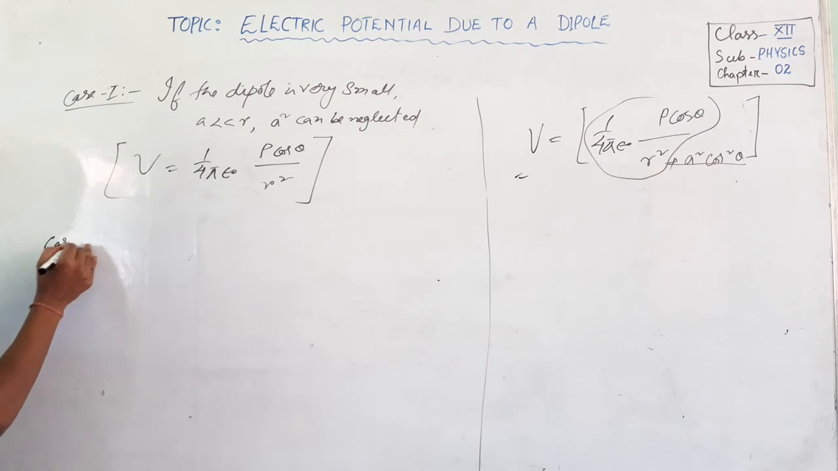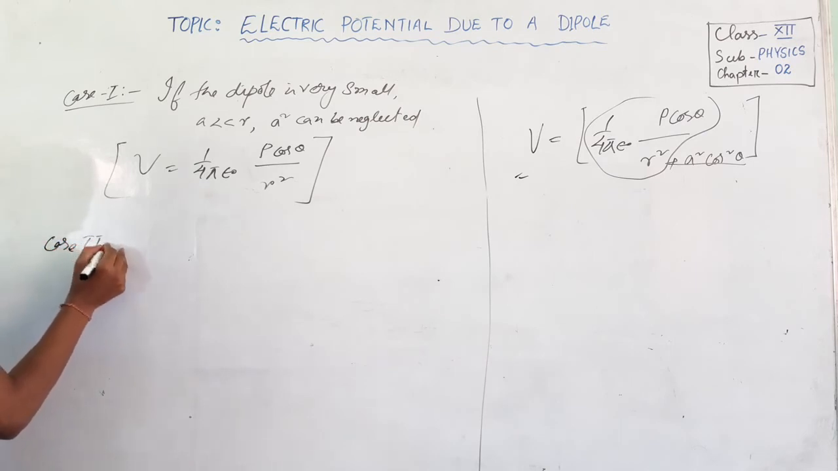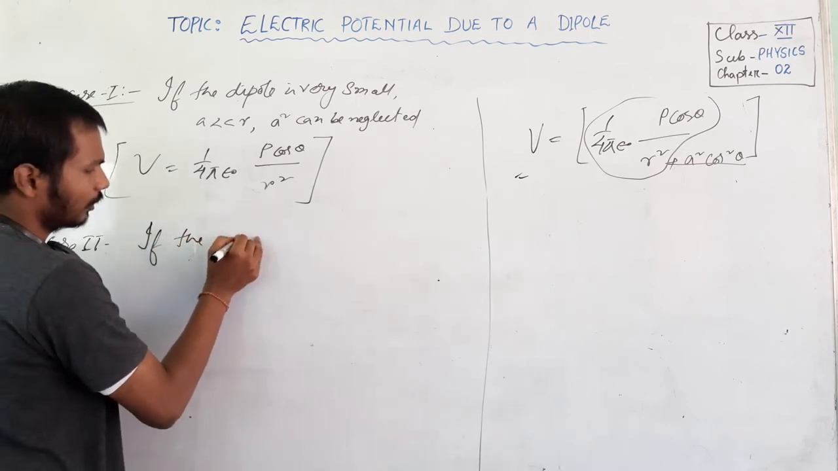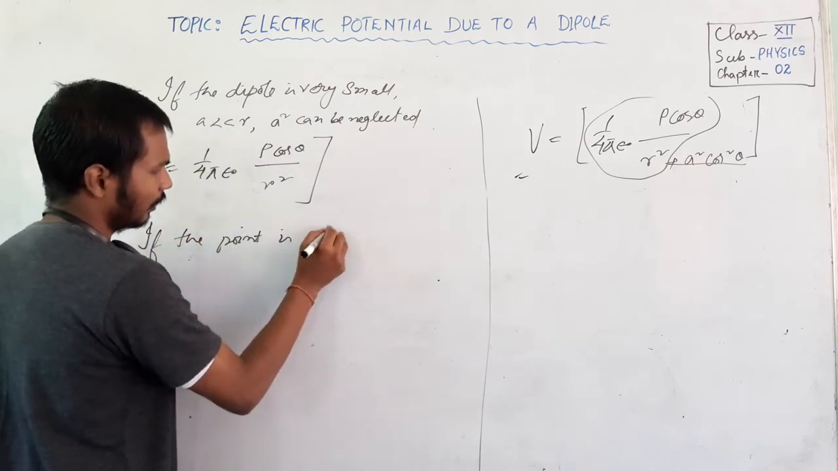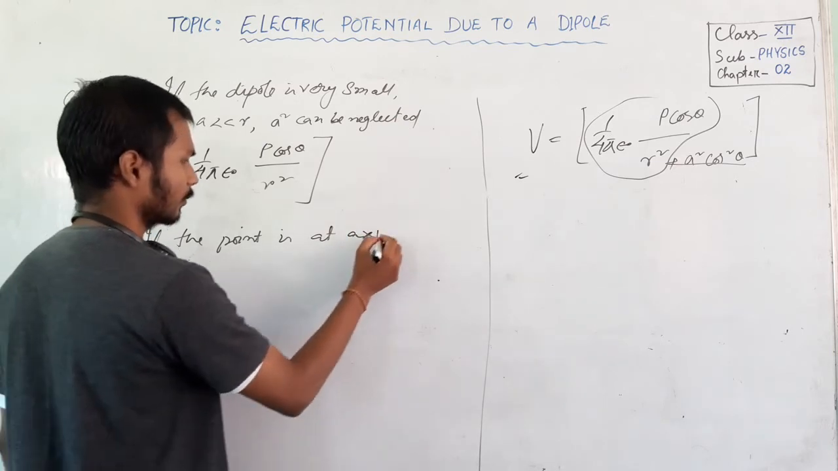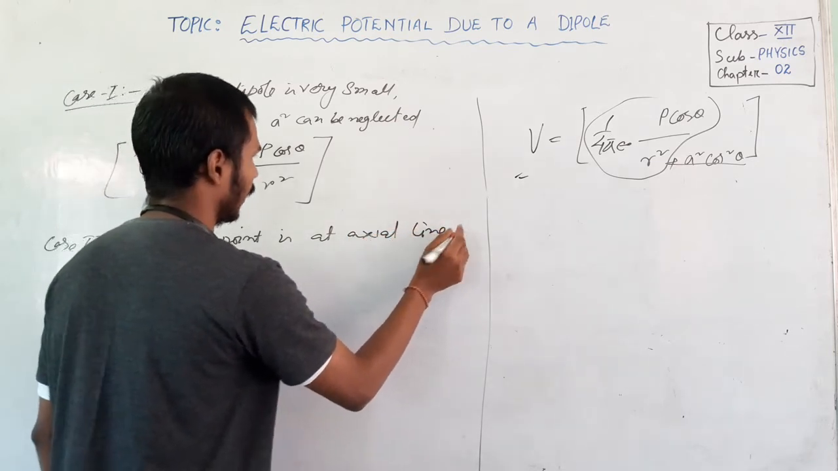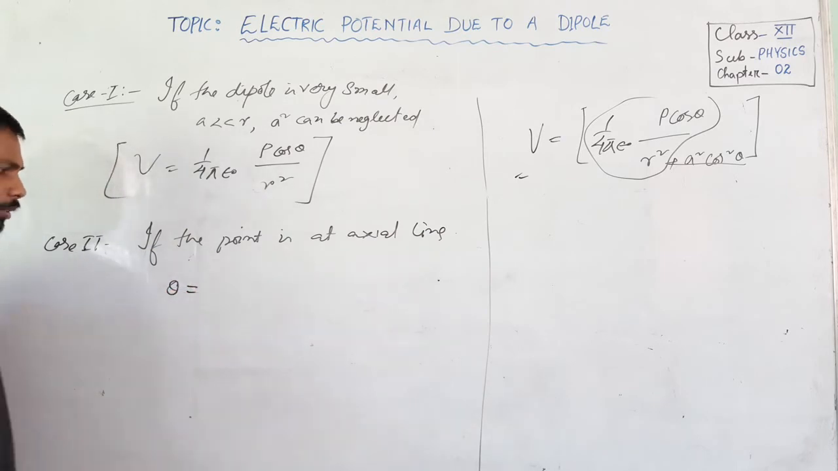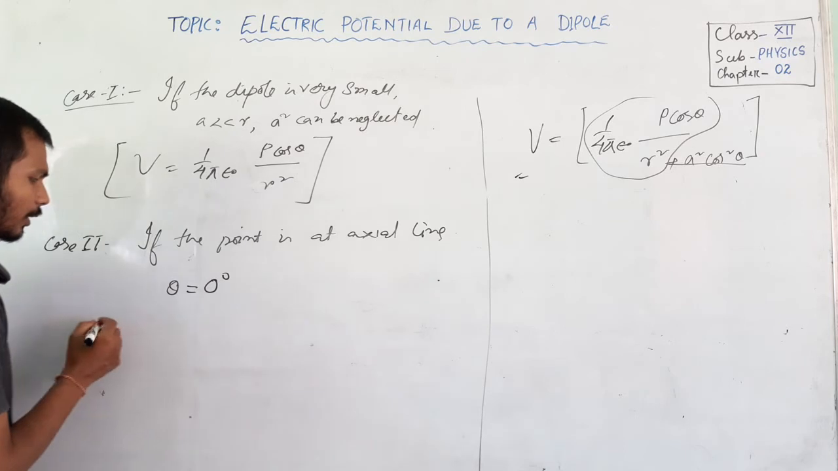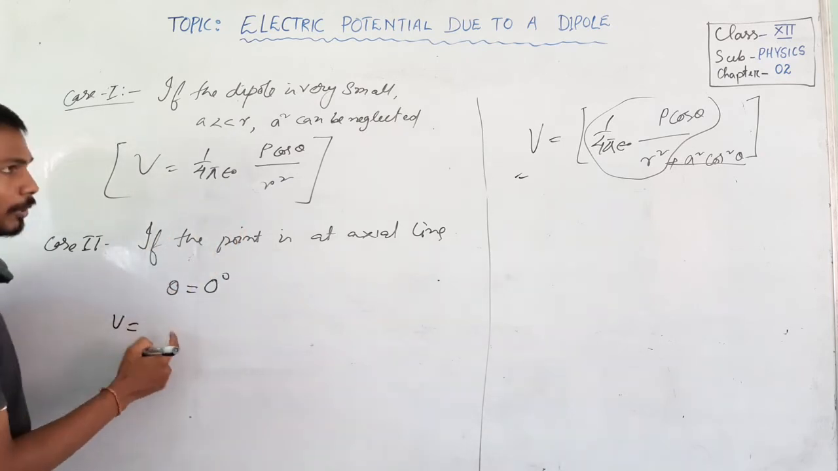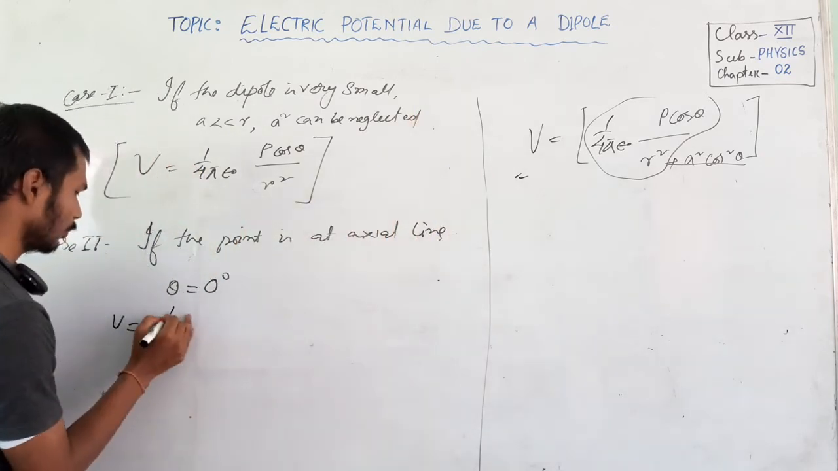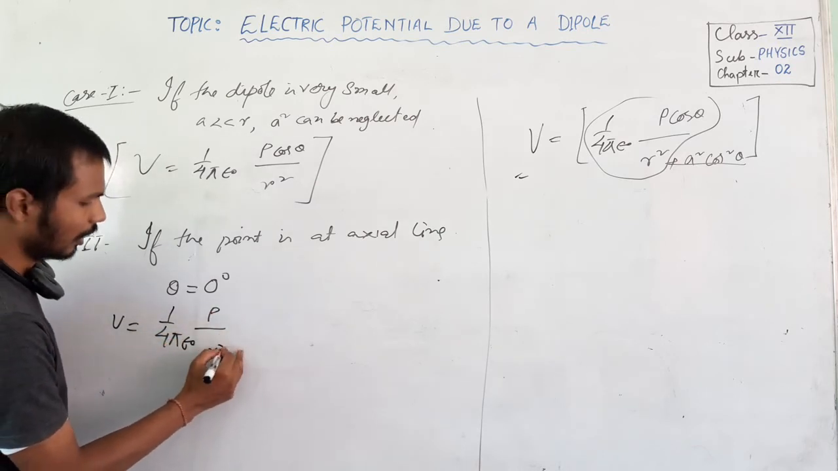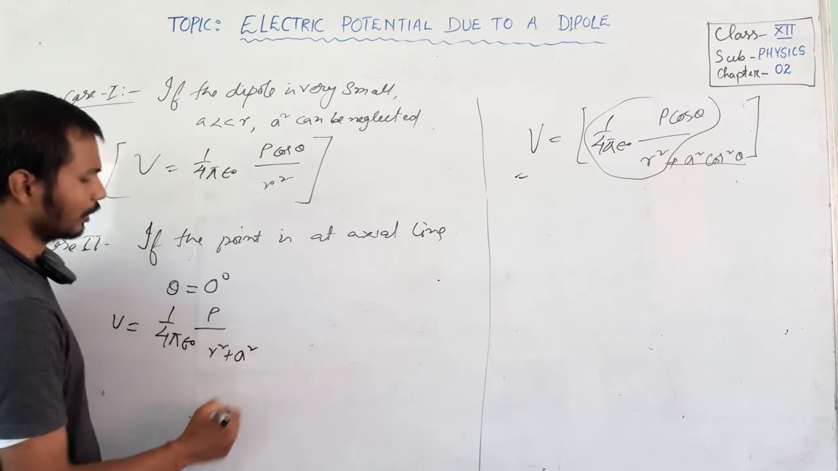Now case 2, if the point is on the axial line, then theta will be equal to 0 degrees. Here now put the value. V will be equal to, cos 0 is 1, so 1 by 4 pi epsilon naught P by R square minus A square.